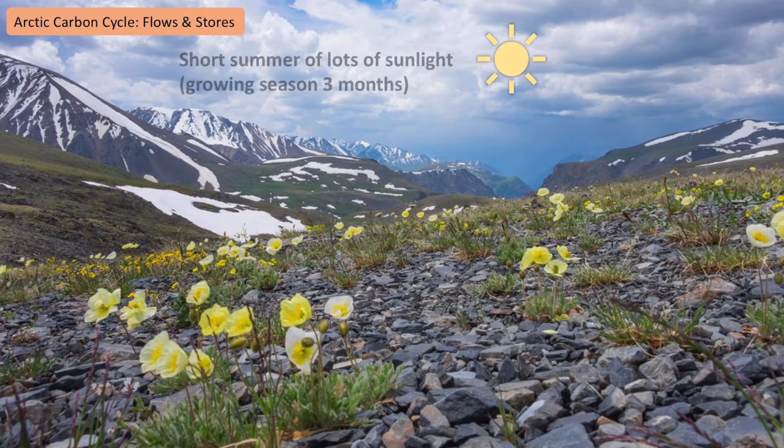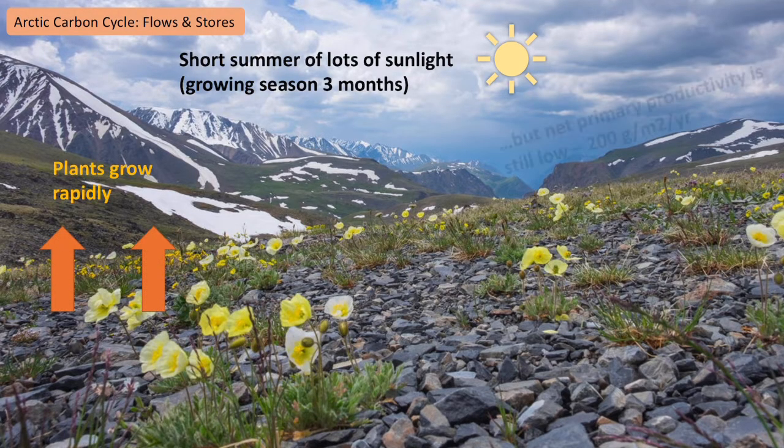In terms of flows and stores, there is a short summer period that is above that negative heat balance, which lasts about 3 months, where there is actually quite a lot of sunlight, and that's the growing season. So during that period, we would get lots of plant growth, but still, if we average that over the whole year, the net primary productivity is still very low. So 200 grams per metre squared a year, which is incredibly low for any biome. And that's largely because of what we said before, very poor conditions for photosynthesis and only a very short window in which there can actually be growth.